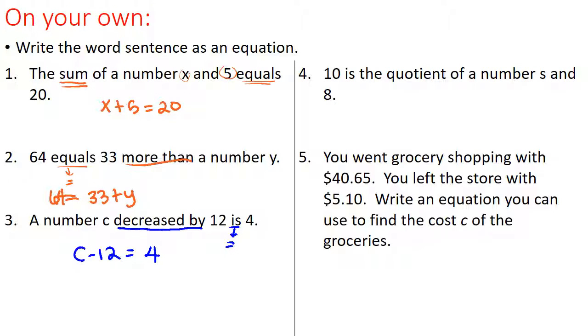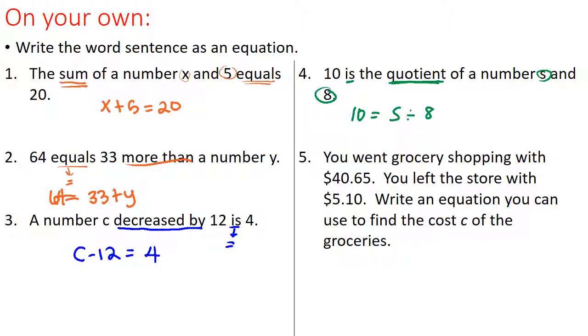Now, on this next one, 10 is the quotient of a number s and 8. Quotient being the answer to a division problem, so we can say 10 is the quotient of a number s and 8. So we can say 10 is equal to s divided by 8.